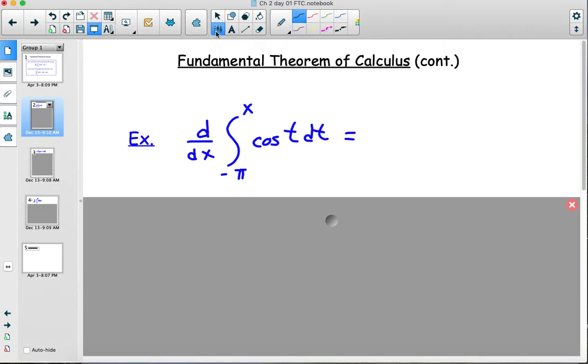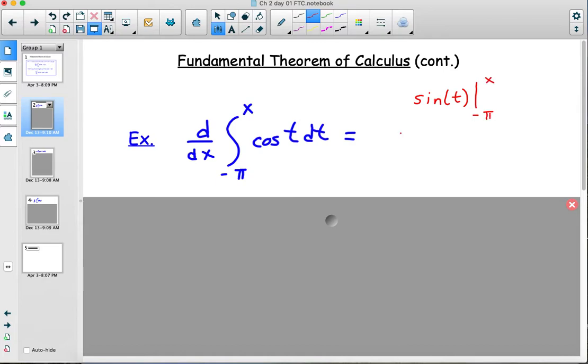Well, what the novice student would do is think, okay, first let me calculate this. Let me just deal with the integral, and then I'll take the derivative of that answer. So let's see what happens when we do that. The antiderivative of cosine of t dt is going to be sine, and we're evaluating this from negative pi to x.